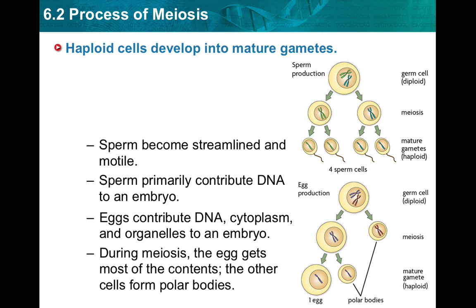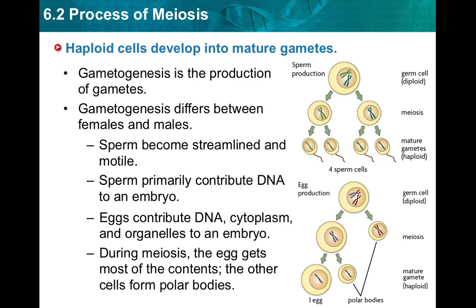Haploid cells, yeah. So we have gametogenesis, which is the production of gametes. I'm not really sure. So for the male, you have the sperm, and for the female, you have the eggs, which is the ovary and stuff. So polar bodies are haploid cells produced during meiosis in the female species. These cells have little more than DNA and eventually disintegrate.